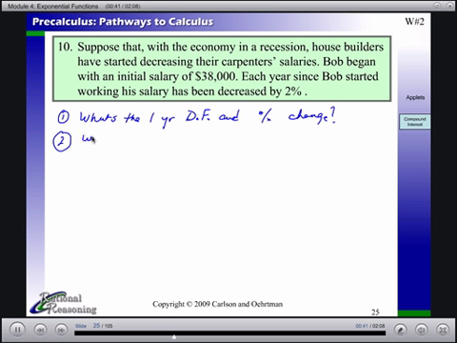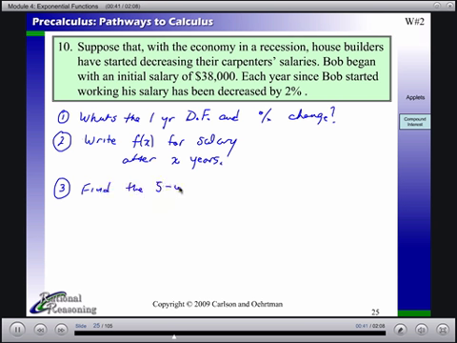Okay. So, and then number 2, write the function for a salary after x years. All right, find the 5-year percent change of salary, or 5-year growth factor, decay factor.